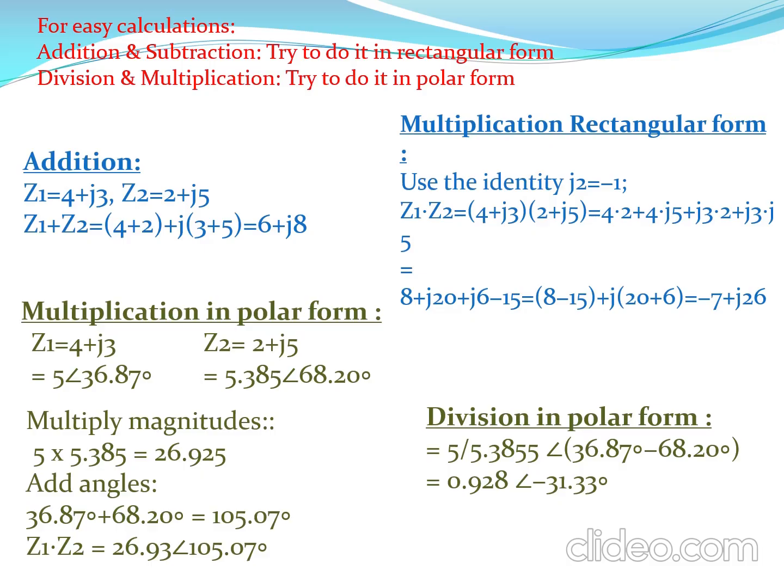While doing multiplication, the magnitudes will be multiplied and the angles will be added. So the net result is the multiplication of the two magnitudes and the addition of the two angles. This is the answer. And while dividing the same quantities, again, if they are given in rectangular form, you convert them to polar form. The magnitude will be simple division and the angle will be subtracted. So like this we'll apply.